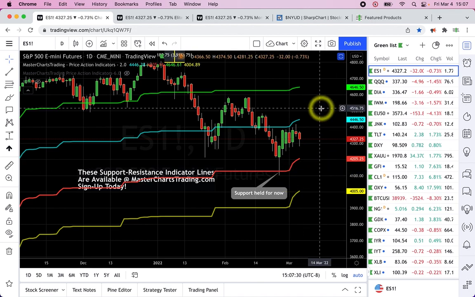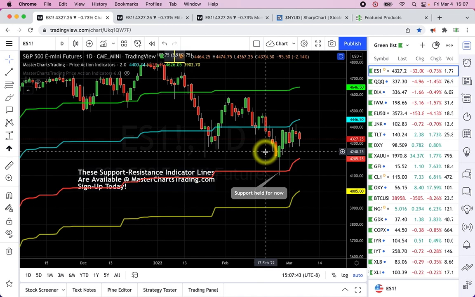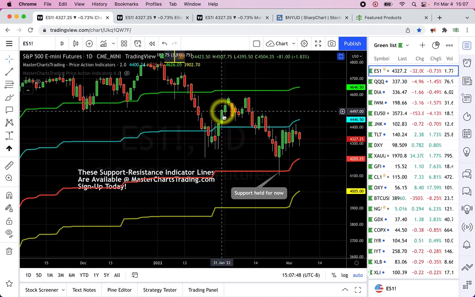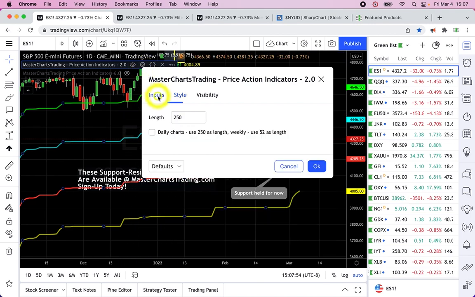So let's go right to it. S&P 500. This is a daily time frame. Again, I normally trade on the daily time frame. You can change the time frame to whatever you want, but for humans it's much easier to trade on daily charts, meaning that each one of these candlesticks is one day's worth of activity. So if you're trading on daily charts, then you need to set the length of my MasterCharts Trading price action indicators at 250.